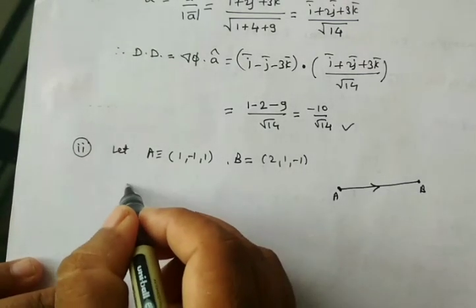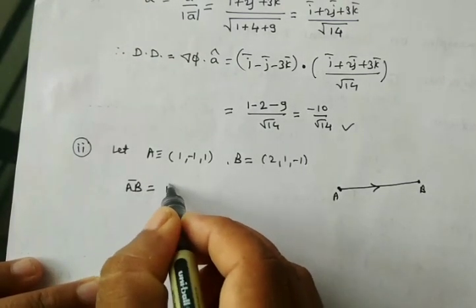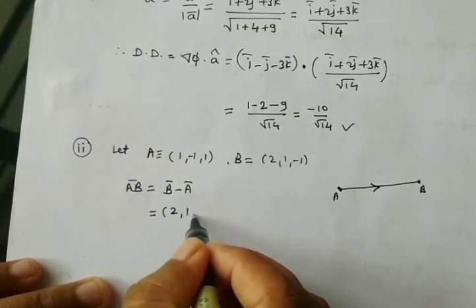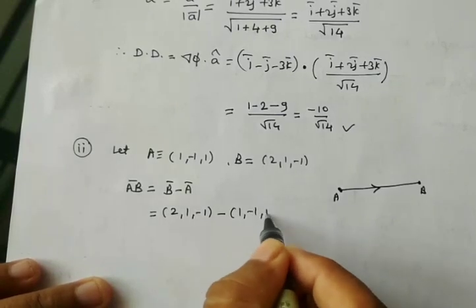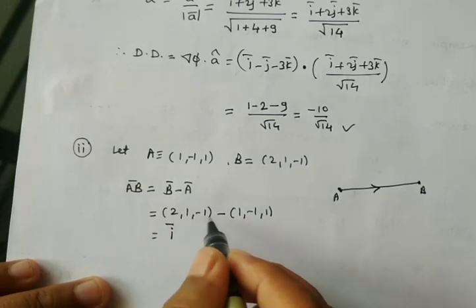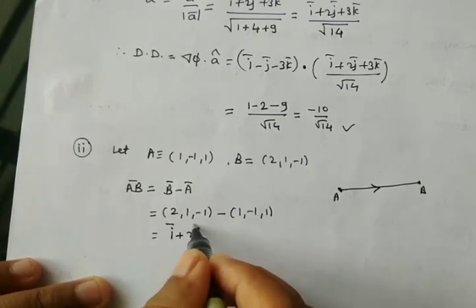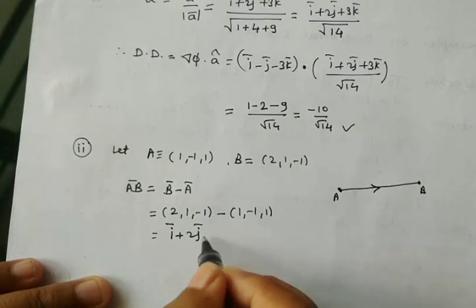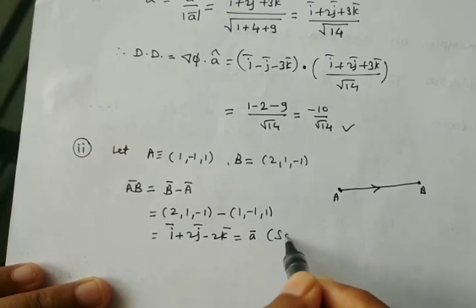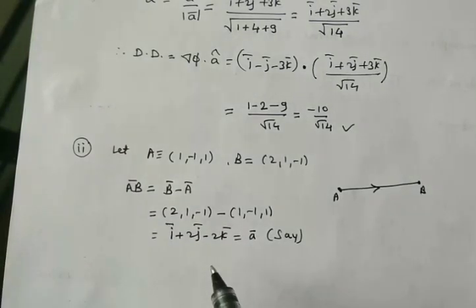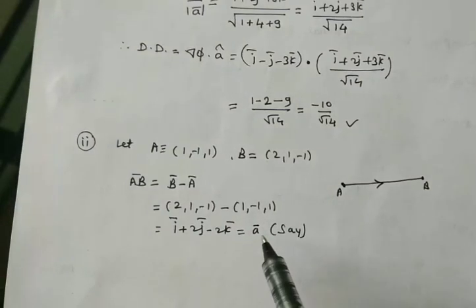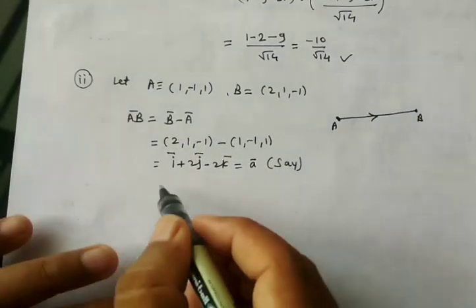So this direction vector AB bar can be given by B bar minus A bar. This is equal to (2, 1, -1) minus (1, -1, 1). 2 minus 1, that is 1 i bar. 1 minus minus 1, that is 2j bar. Minus 1 minus 1, that is minus 2k bar. So this is equal to a bar. Now we have to find the directional derivative along the direction of this a bar, so we calculate the direction of this a bar, that is a cap.